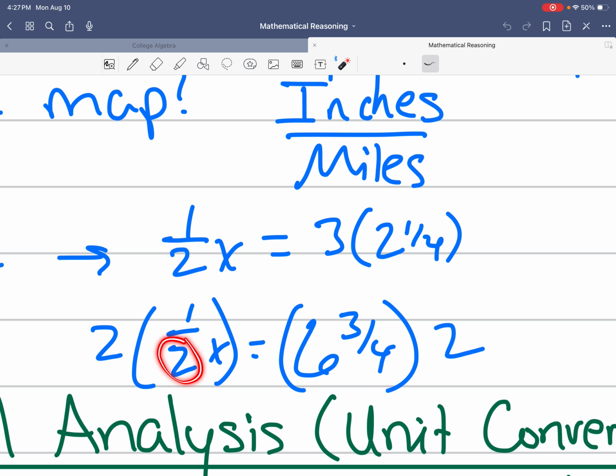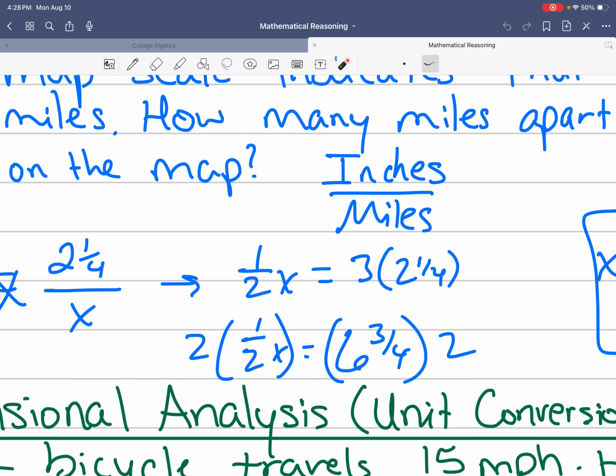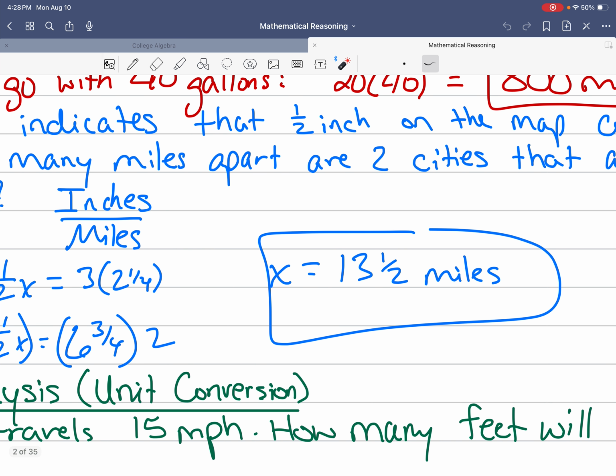So to cancel out the fraction, remember when you have a number in the denominator, you want to multiply top and bottom by that denominator. So we're going to multiply by 2 and by 2. 1/2 times 2 cancels out, leaves us with just x. 6 3/4 times 2 gives us 13.5 miles.